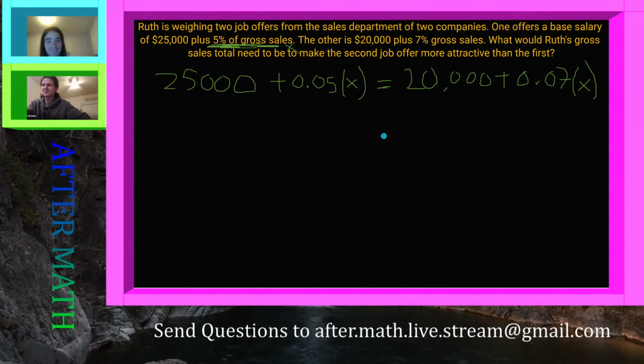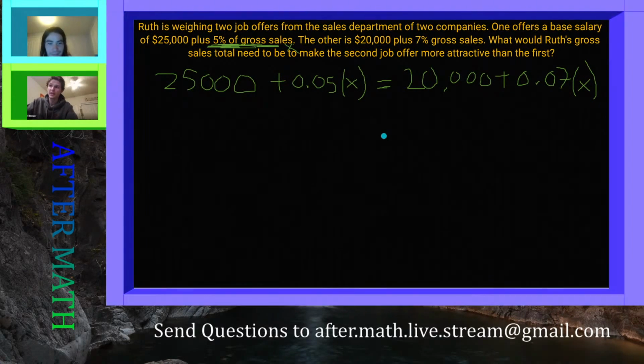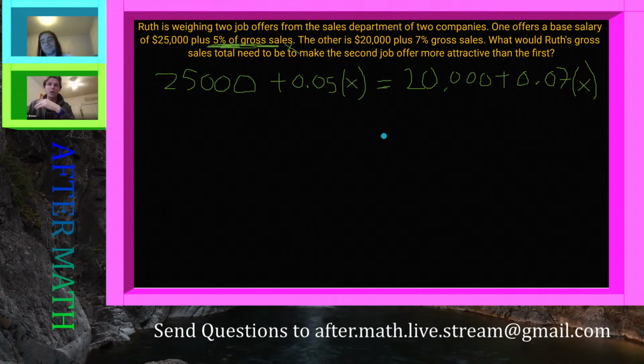But the reason why I set these two equal was because we want to figure out at what X value, right? At what total amount we sell when these are equal to each other. And then we can just know any extra sale on top of that, one value is greater than the other.